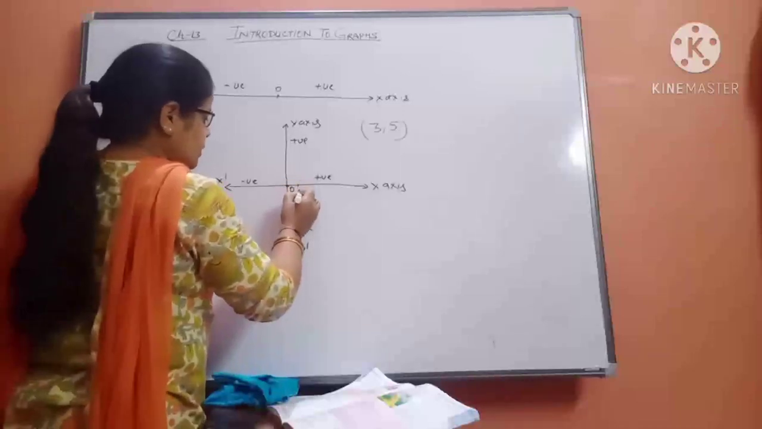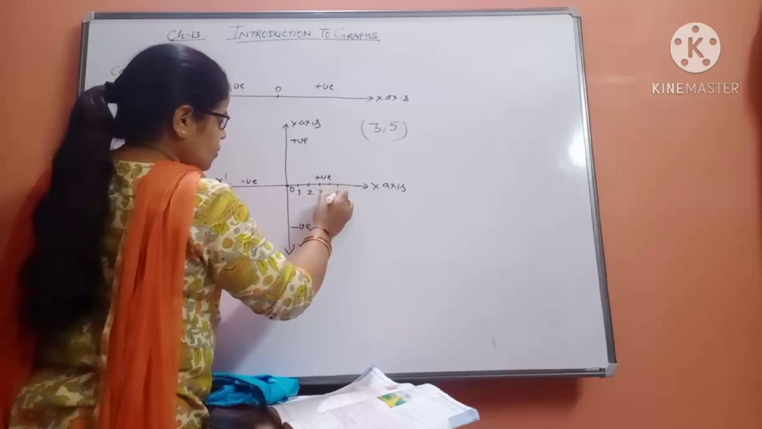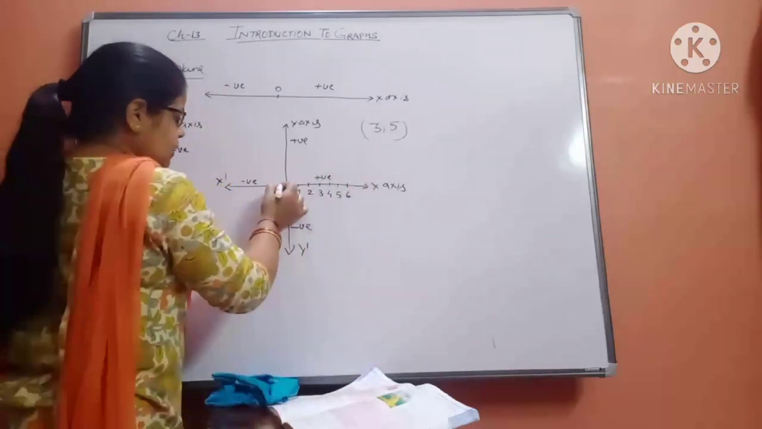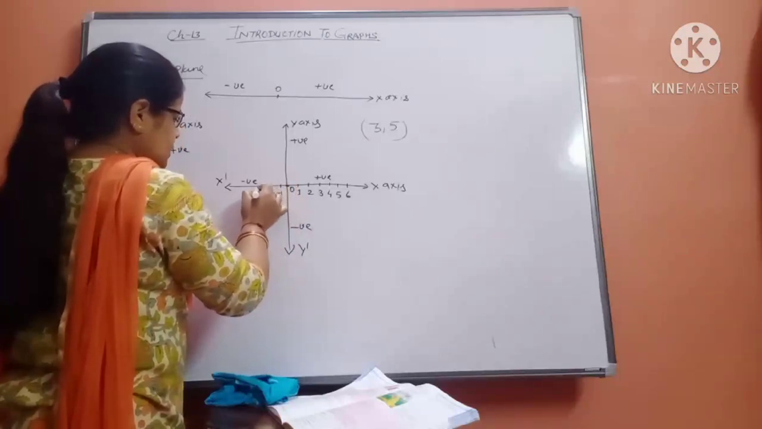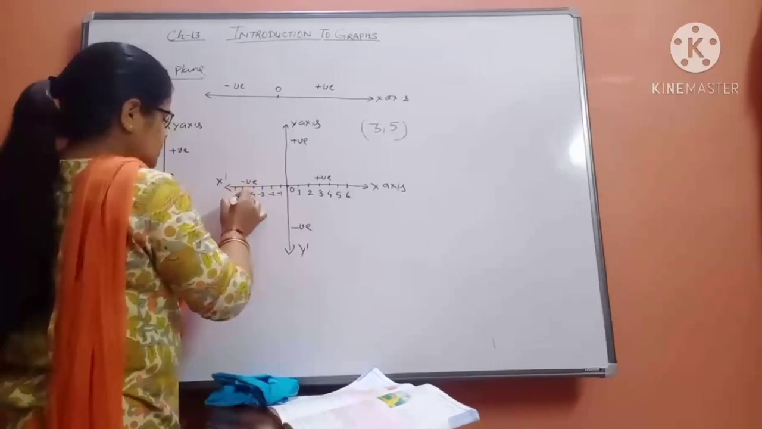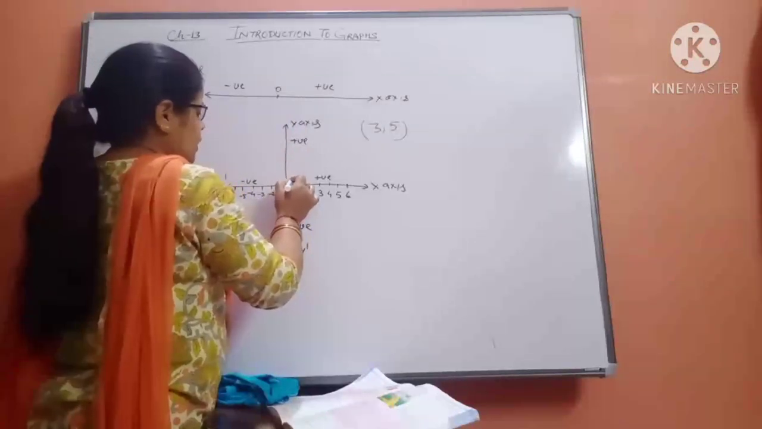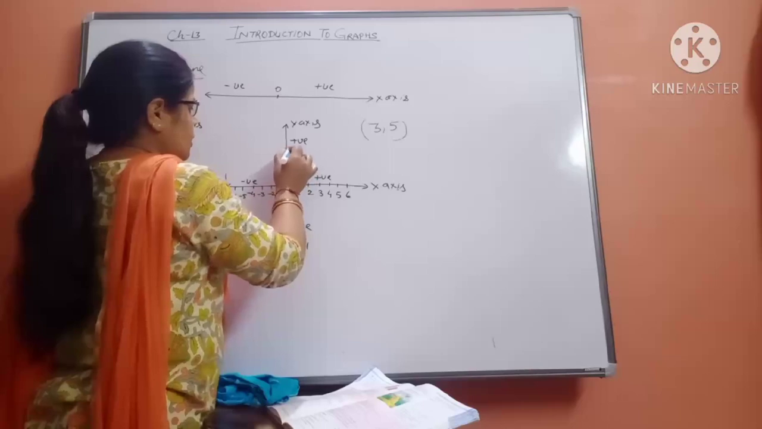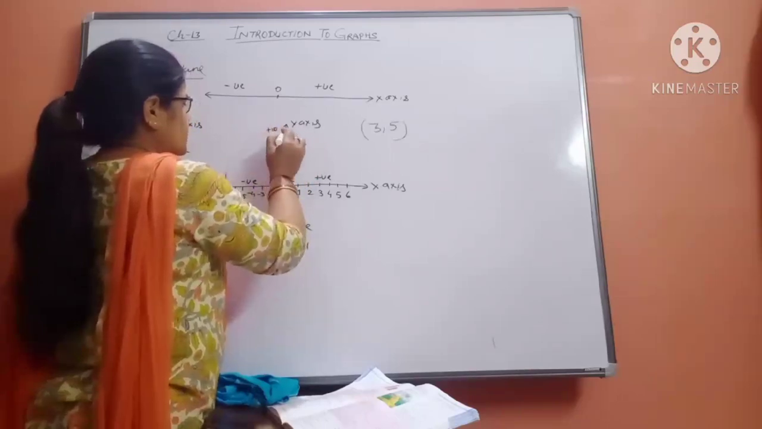Now see, suppose it is 1, 2, 3, 4, 5, 6 and so on up to where we require. Here it will be -1, -2, -3, -4, -5 and -6. Here on the positive axis also it will be 1, 2, 3, 4, 5 and 6.